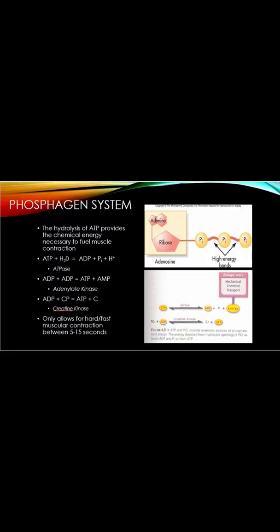The phosphagen energy system buffers that energy by breaking down, or hydrolyzing, ATP with water and the enzyme ATPase to produce ADP, an inorganic phosphate, and a hydrogen ion. Alternatively, you can phosphorylate two ADP molecules with the enzyme adenylate kinase to get back to your ATP and then an adenosine monophosphate. There's also the ability to use creatine to phosphorylate an ADP back to the ATP with the enzyme creatine kinase. The next quickest system is the anaerobic system.